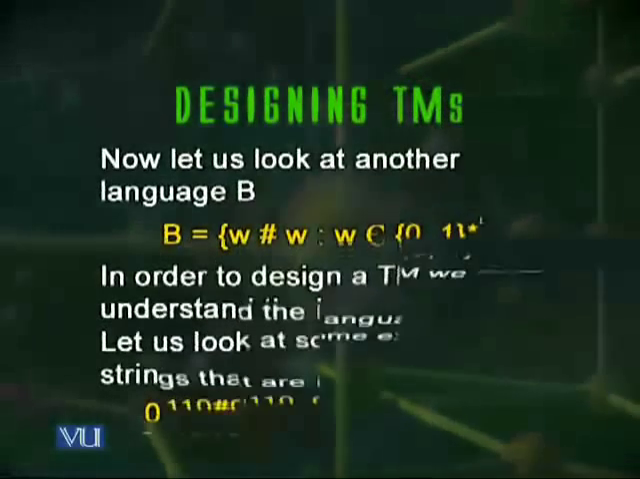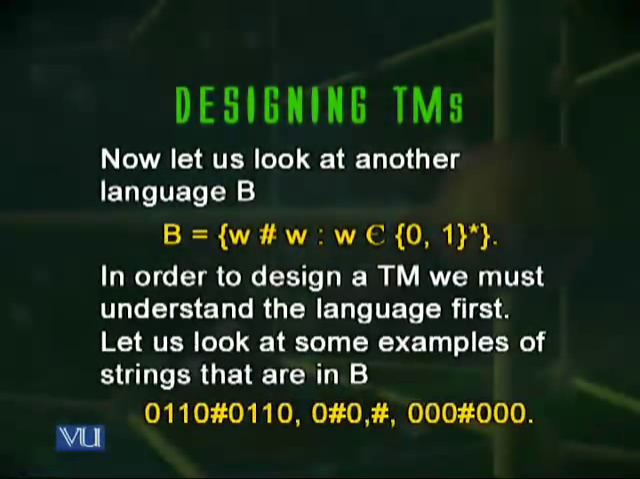In order for us to design this Turing machine, we have to first understand this language. We must first be very clear about what are the strings that are in this language and what are the strings that are not in this language. Let us look at some examples of strings that are in the language. Some strings that are in the language are 0110 hash sign 0110. As you can see, this string consists of a segment which is a string over zeros and ones, and then I have the hash sign followed by the same string.